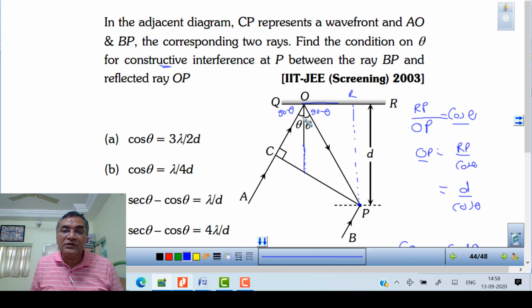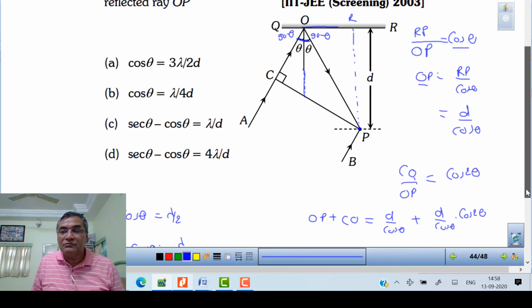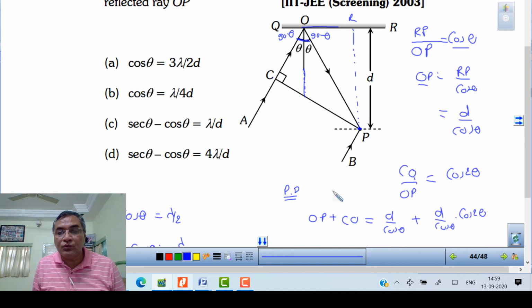So what will I take here? Cos 2 theta is equal to adjacent, that is CO, divided by hypotenuse OP. So CO is equal to OP cos 2 theta. And what will my total path difference be? Path difference is equal to OP plus CO, so we add them. OP I brought from here as D upon cos theta, and CO is equal to OP cos 2 theta. So I have directly put in the value of OP, D upon cos theta, and cos 2 theta. So this is your path difference.